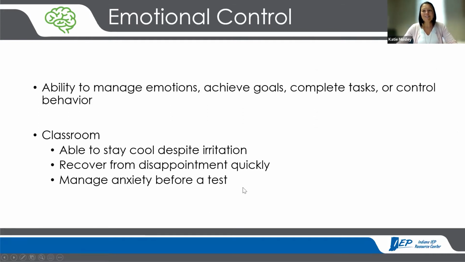Emotional control, just like what it is called, it's just that ability to manage those emotions. But in managing emotions, it's going to affect achieving tasks, completing them, and really controlling our behavior. I hope that you can start to see where some of these executive functions are going to overlap with each other. If one area is weak, more than likely another area is going to be weak with emotional control and maybe things like inhibitory responses.